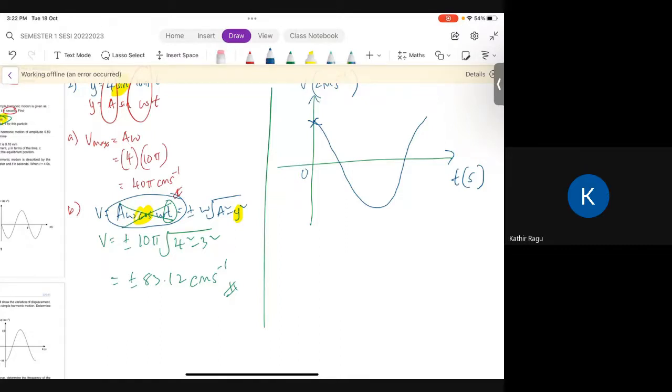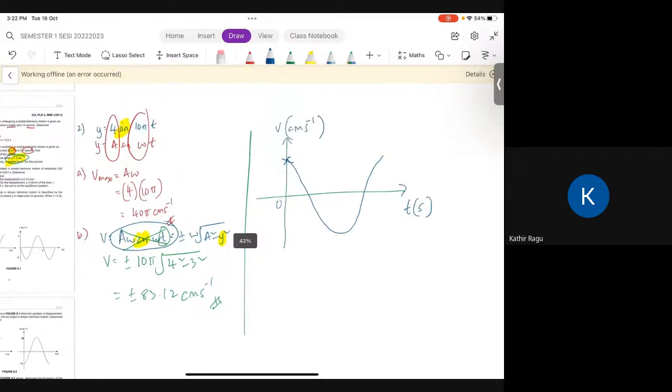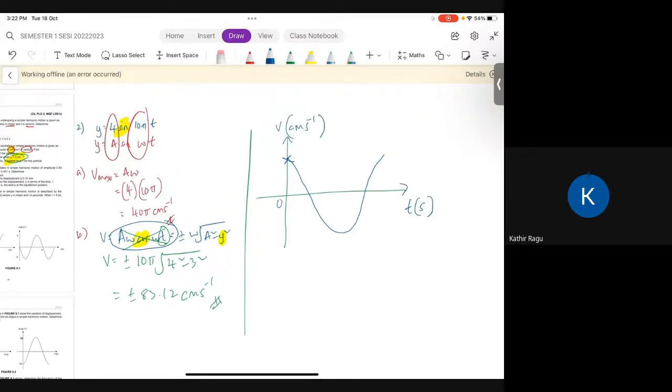So this one is out, because we already know the value. Don't write out, write its value. So the value is A is 4, omega is 10. So this is Vmax, so 40 pi. So this one is negative 40 pi. So this one, find the omega.